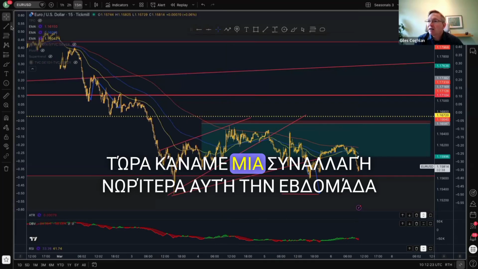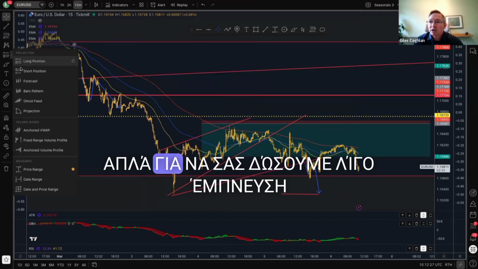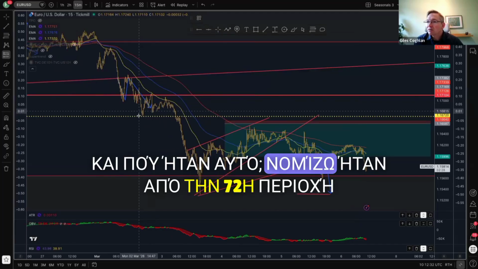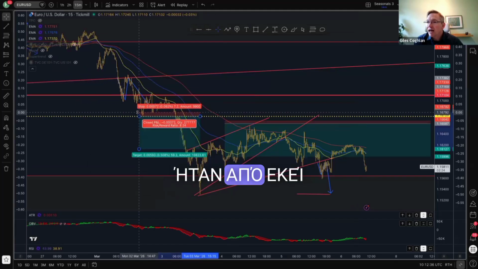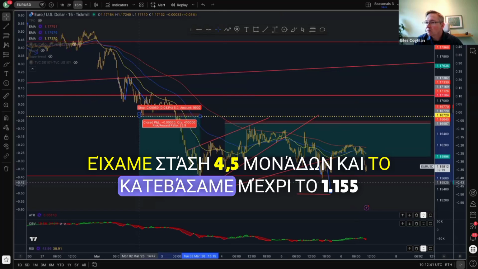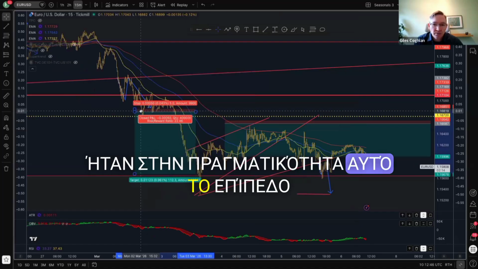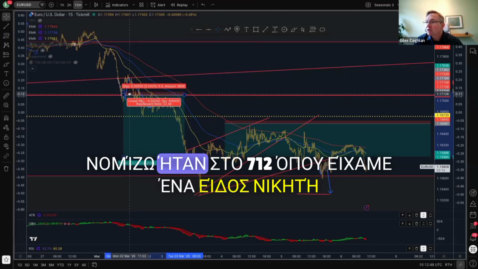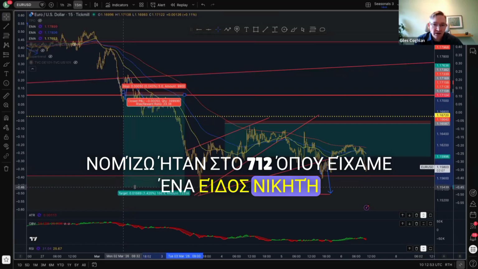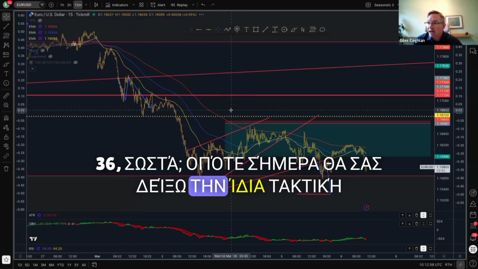Now, we took a trade earlier this week on Tuesday, very similar, just to give you a little bit of inspiration. And where was it? I think it was from the 7-2 region. We had a 4-5 point stop and we ran it all the way down to 1.155. It was actually better than that. It was actually this level, I think it was at 712, where we had like a 36 risk reward winner. So I'm going to show you that same principle today.